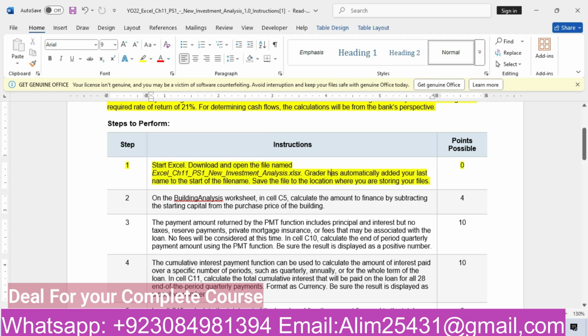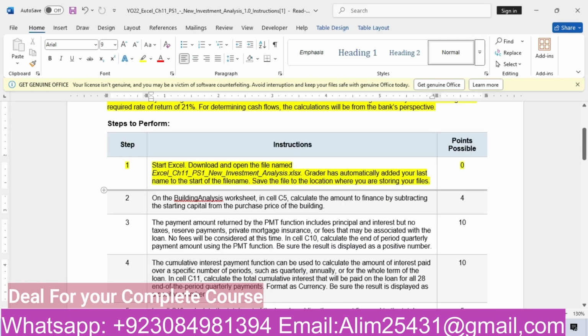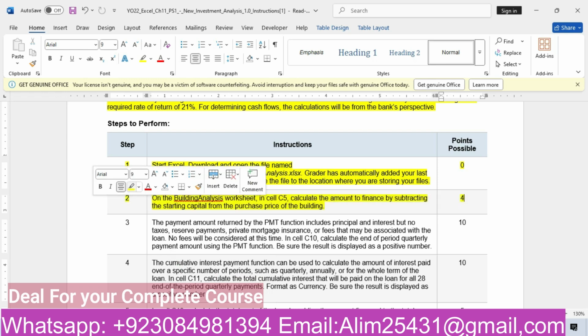Our first step is to start Excel, download and open the file named Excel Chapter 11 PS1 New Investment Analysis. Grader has automatically added your last name to the beginning of the file name. Save the file where you are storing the file. I have already opened my file. That's our complete file you see. So now we will move to our second step.